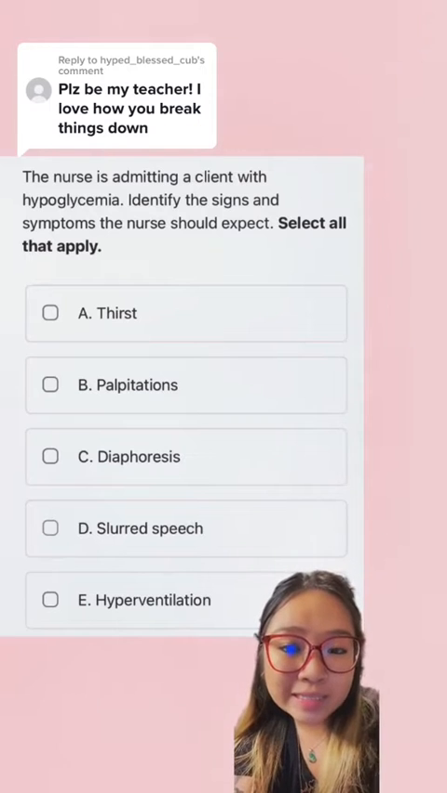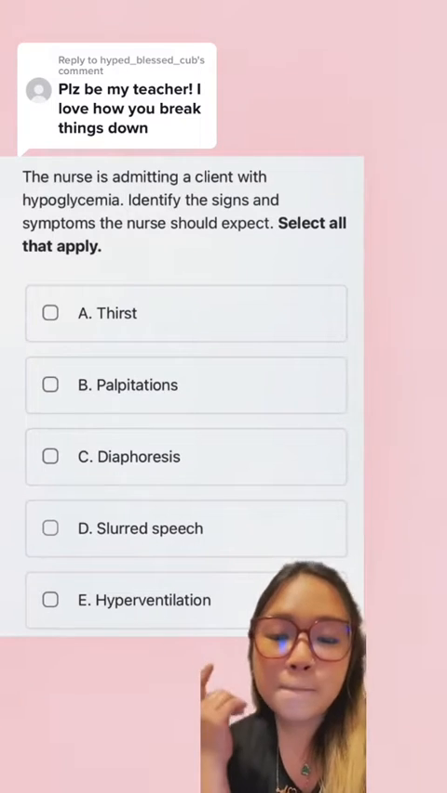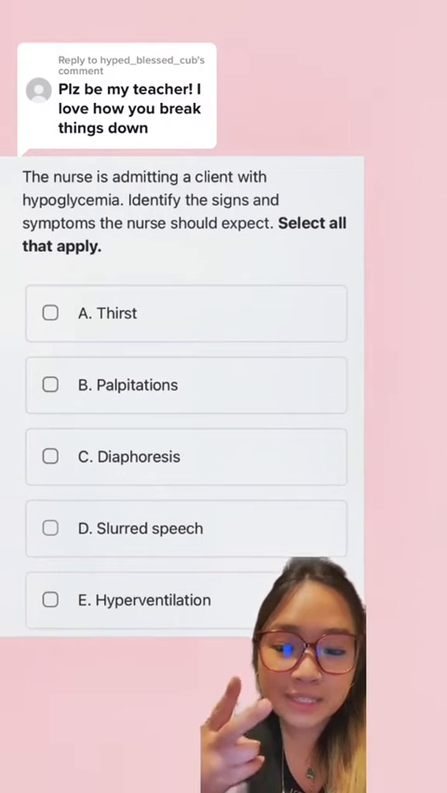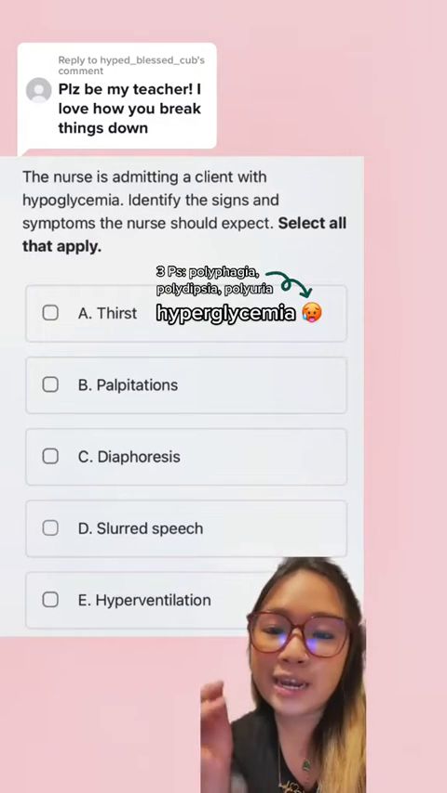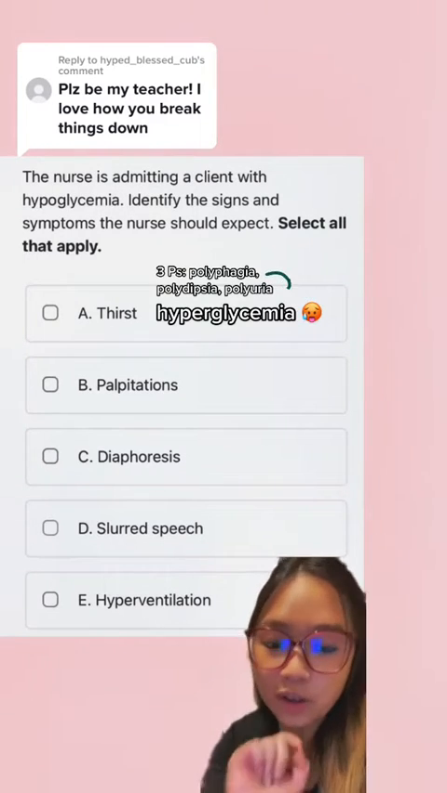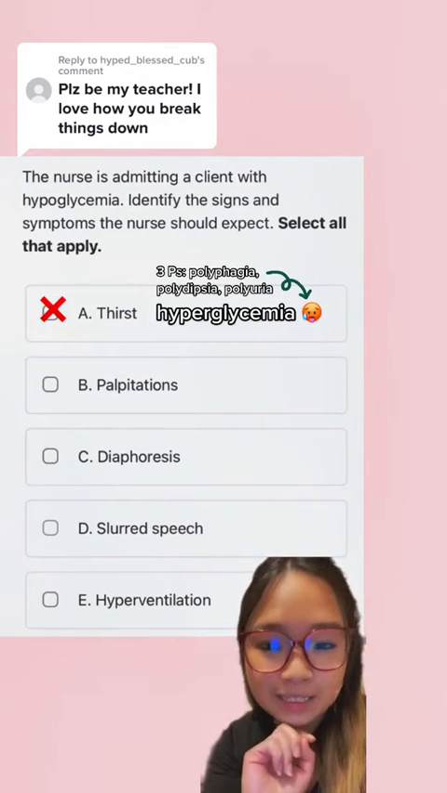Recall that thirst is a sign of hyperglycemia. Remember the 3 P's for hyperglycemia: polyphagia, polydipsia, and polyuria. So excess hunger, excess thirst, and excess urine. So no, for this patient who has low blood sugar, we would not expect thirst.